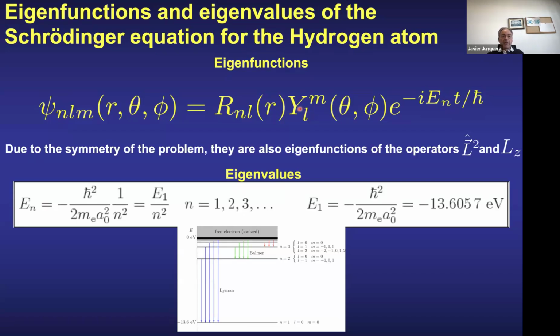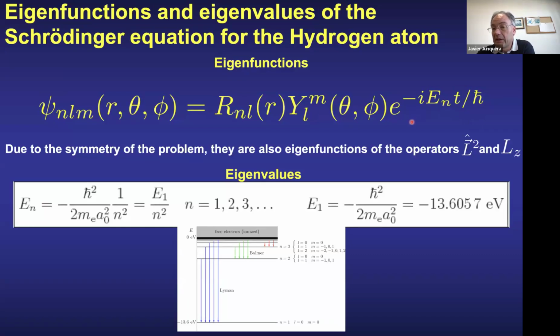Very importantly, due also to the symmetry of the problem, that means that my potential is central. It only depends on the distance between the electron and the proton. Then, due to this symmetry, the eigenfunctions of my Hamiltonian are also eigenfunctions of two important operators. One of them is the modulus square of the angular momentum, and the other is the component of the angular momentum along one particular direction that I'm calling z.